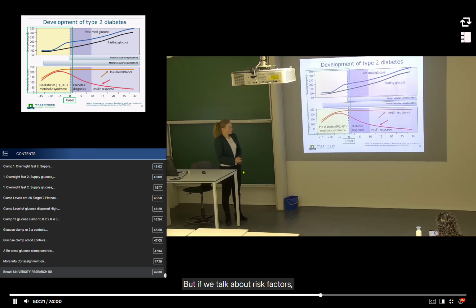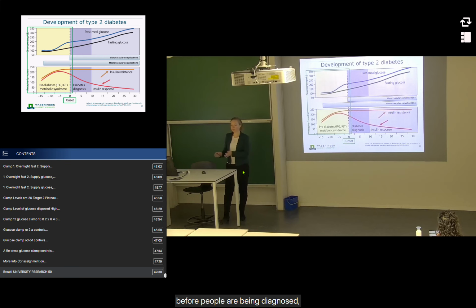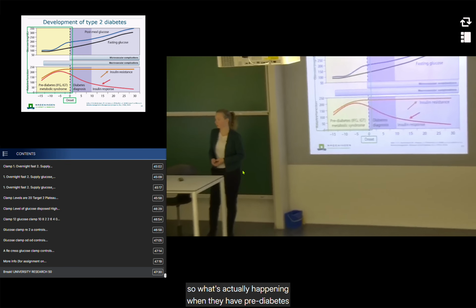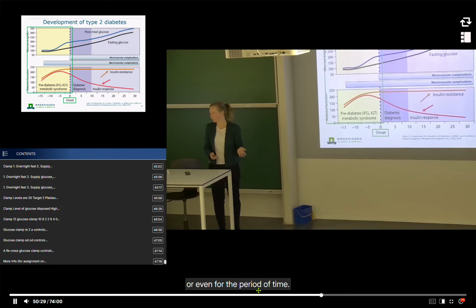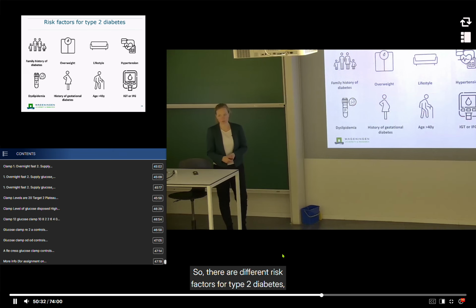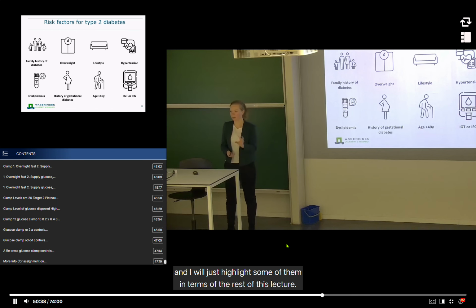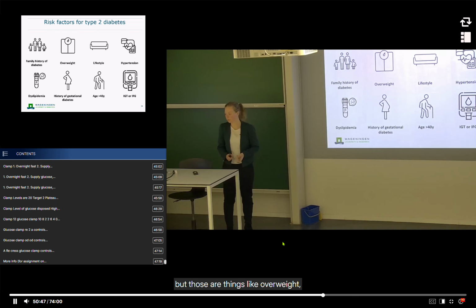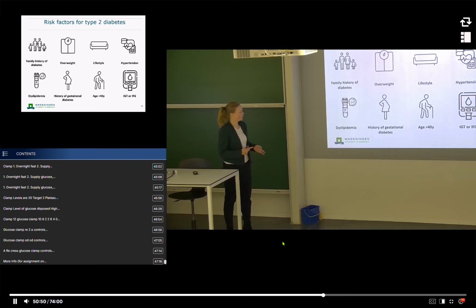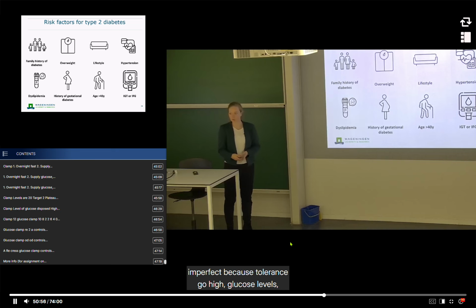But if we talk about risk factors, we should actually take a look at this stage before people are being diagnosed and what's actually happening when they have pre-diabetes or even before that period of time. So there are different risk factors for type 2 diabetes, and I will just highlight some of them throughout the rest of this lecture. So there's family history of diabetes, which refers to a genetic component of the disease, but also things like overweight, dyslipidemia, hypertension, increased or impaired glucose tolerance, so high glucose levels, but not yet at the levels of having diabetes.